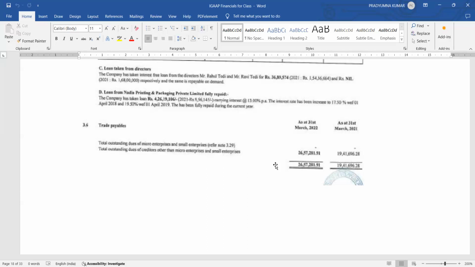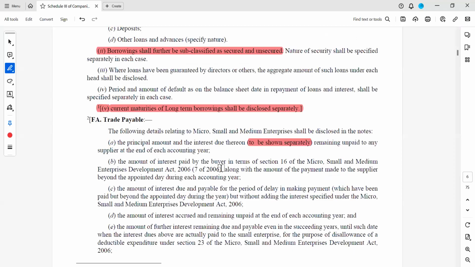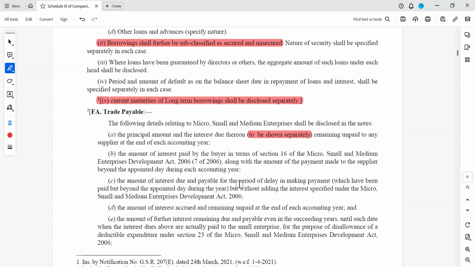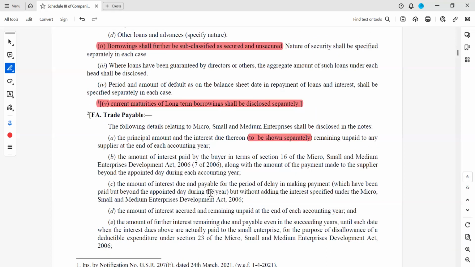Sometimes they are not taking any purchases from MSME at all. This is looking a little strange. The amount of interest paid by the buyer in terms of section 16 of the MSME Act, along with the amount of the payment made to the supplier beyond the appointed date during each accounting year. That is what we said, interest has to be mentioned. Next, the amount of interest accrued and remaining unpaid at the end of each accounting year.